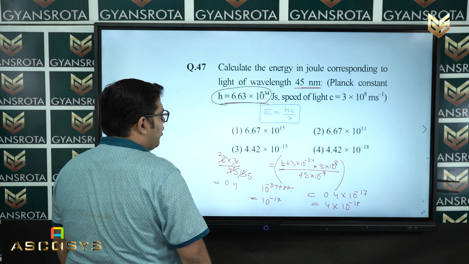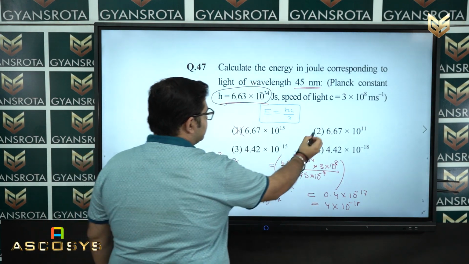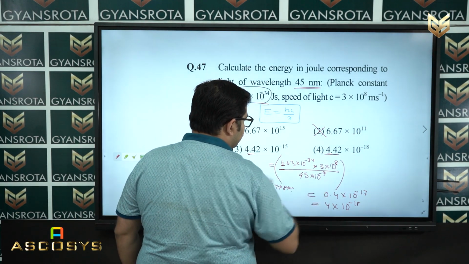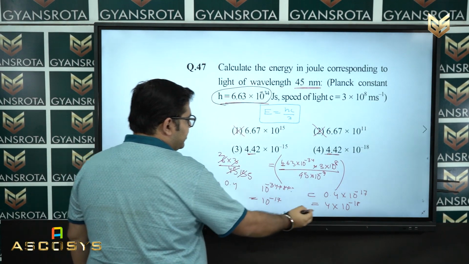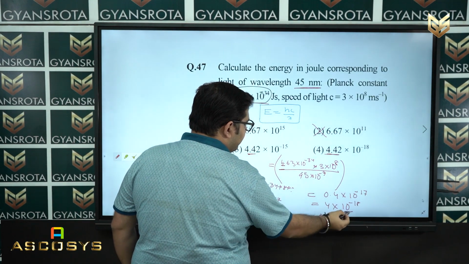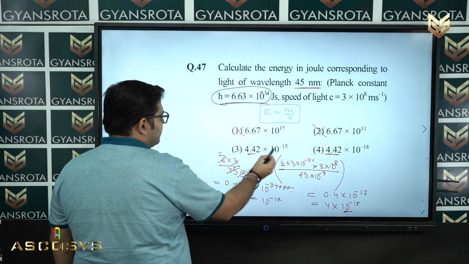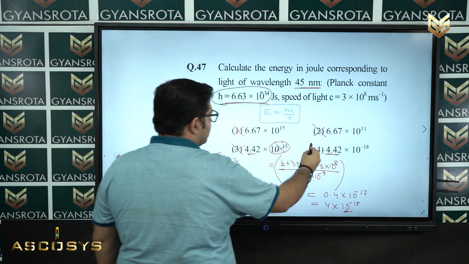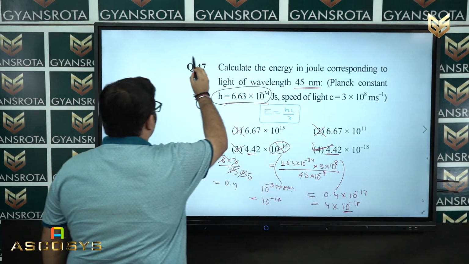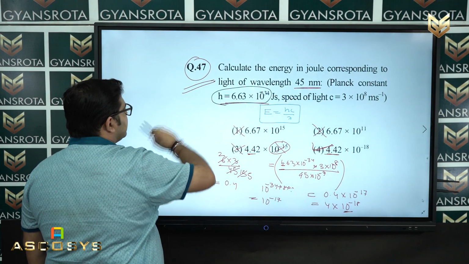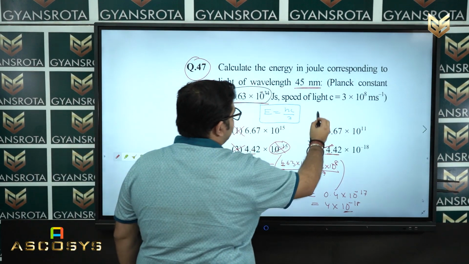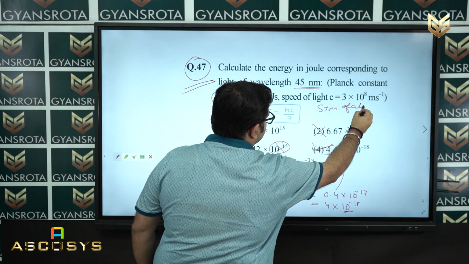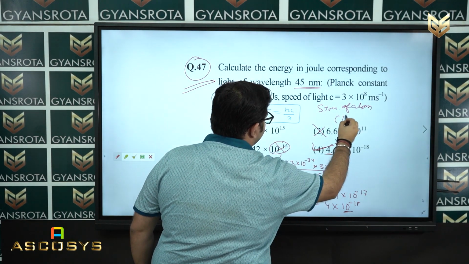Now just check the options. This is not possible, this is also not possible. Among these, here also it's 4 point something, and here also 4 point something. But if you see the power of ten, it will be 10 to the power minus 18, while in the third option it is given as 10 to the power minus 15. So this is not the option. Option number 4 is the correct answer for your question number 47. And this concept is given in the structure of atom chapter of your class 11 NCERT.